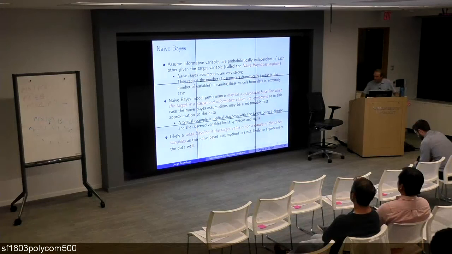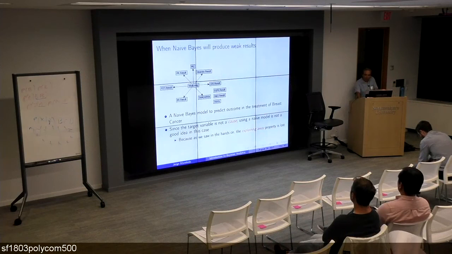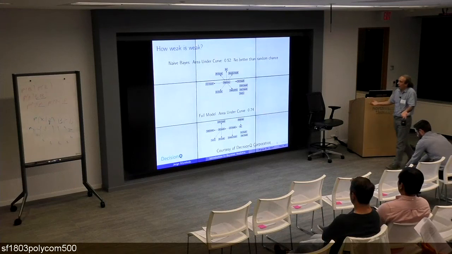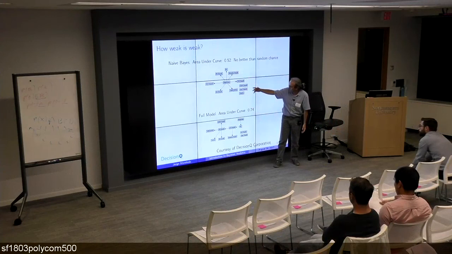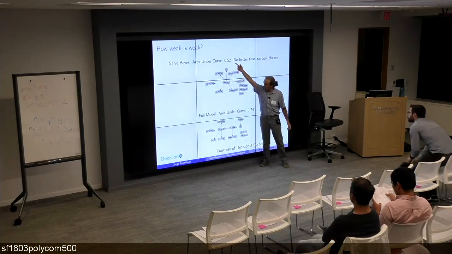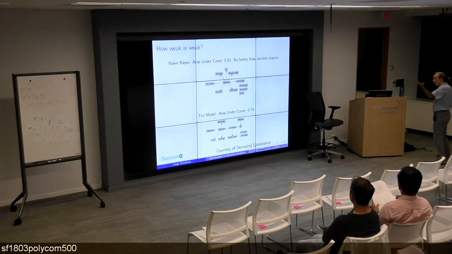The problem is that if your assumption is bad, your structure will be bad. And this is a particular example of what happens. This model, which is the naive Bayes model, has a performance of 0.52. I'll explain what this number means in a second. This other one is 0.65. So it makes a difference. Picking the wrong one doesn't work so well.